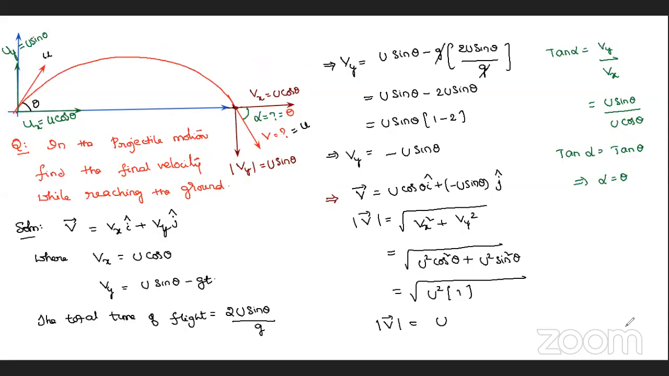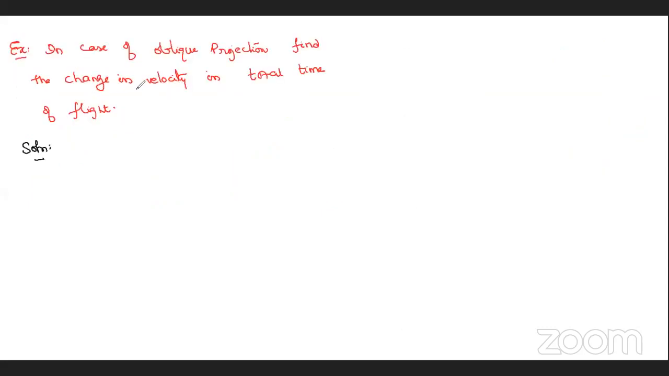Right. In the next page, nothing is there. Simple, I gave the question. What is the change in velocity in the total time of flight? Okay, I think even though it is wrong.